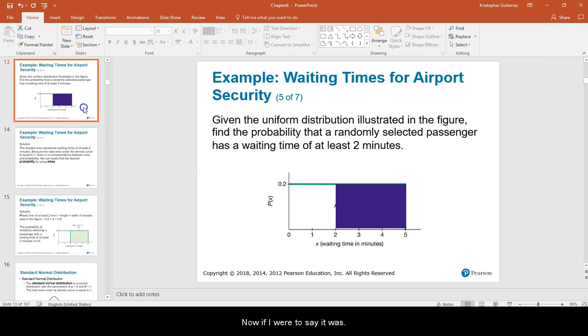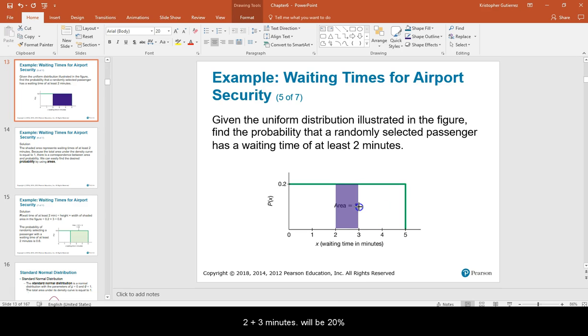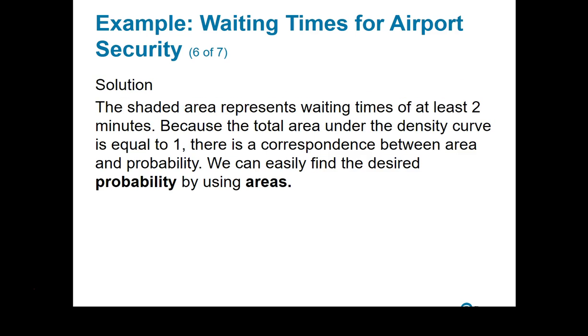Now, let's go back up here. If I were to say a wait time between 2 and 3 minutes, probability would be 20%. 2 and 2.5 minutes, it'd be 10%. 2 and 2 minutes 15 seconds, 5%. You see that as this gets more and more narrow, that probability becomes less and less. That's one of the reasons why I said if it's an exact time, our probability will be 0. So let's continue.